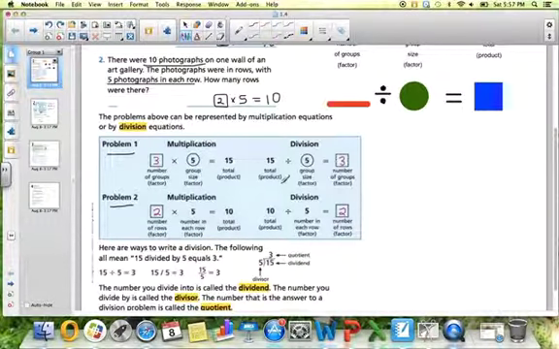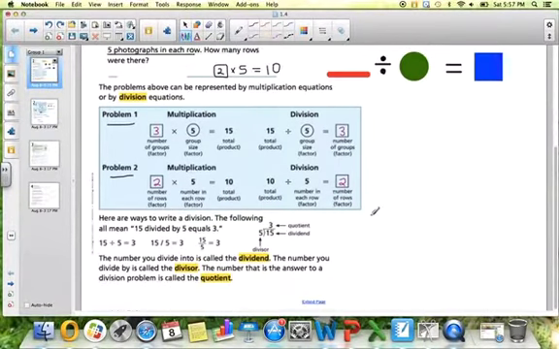So we can multiply to find the product. So 3 multiplied by 5 equals 15, the product. And we can also divide the product by one of the factors, the 3 or 5, in this case 5, to find the other factor if we don't know what it is. Yay, that's so cool. This will be so helpful for you for the rest of your life, I promise.